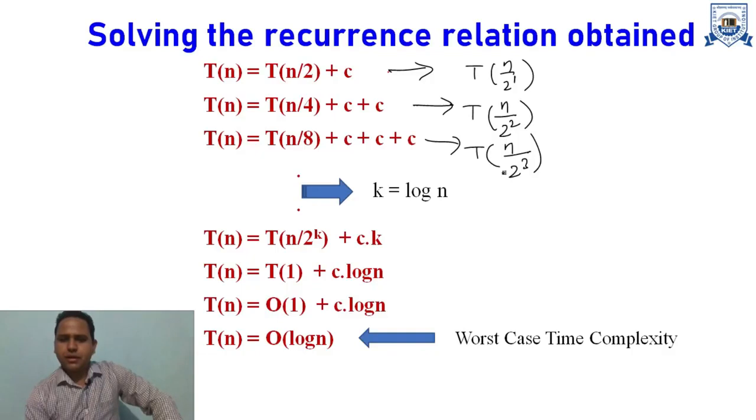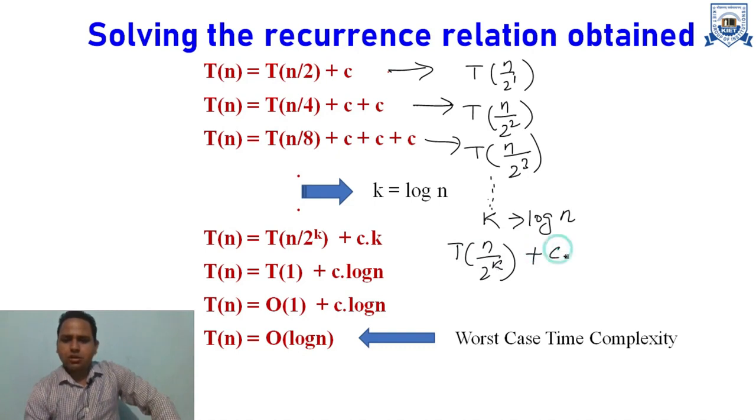So here you can see we are getting a pattern: 2 power 1, 2 power 2, 2 power 3, like this. If you repeat this for k steps, we can reach that element. So to reach k times, we are taking log n as the height, or factor. So again this c will be repeated k times, that is, log n times. So T(n/2^k) is repeated up to T(n/2^k) plus c into k.